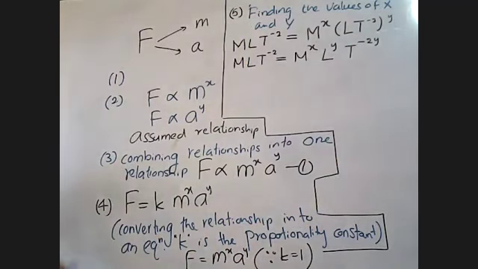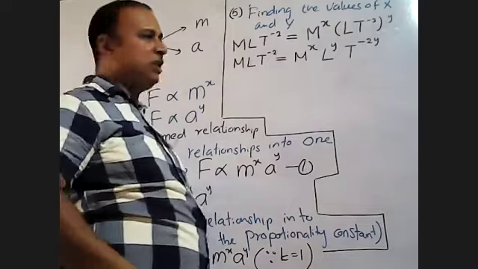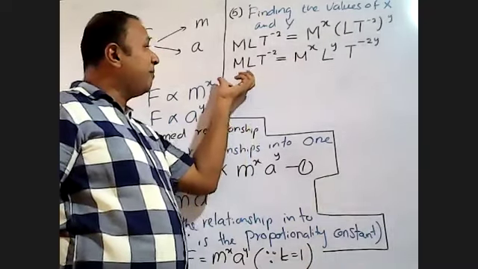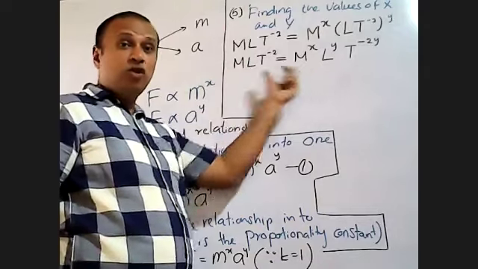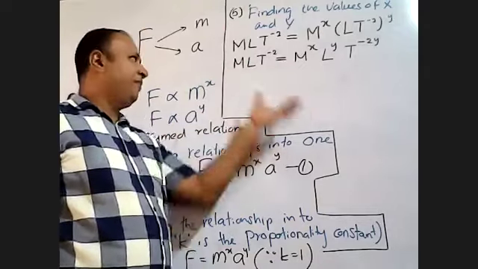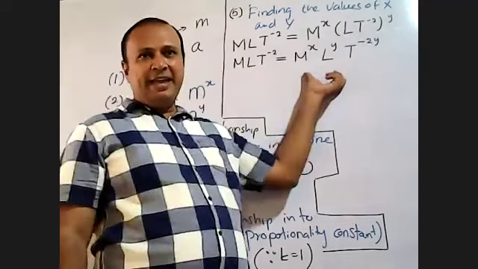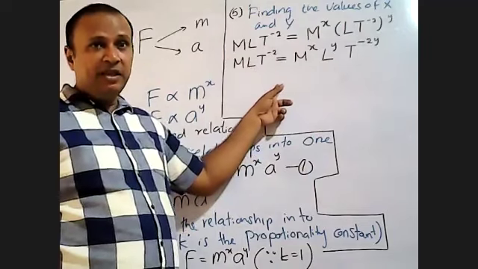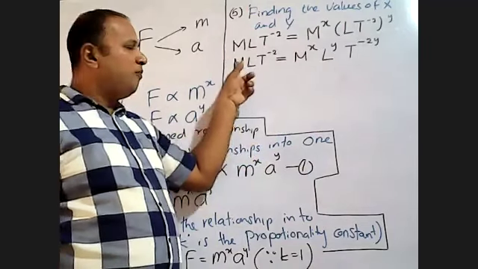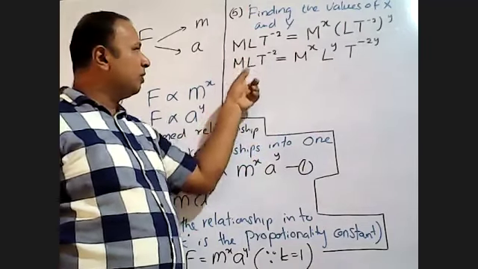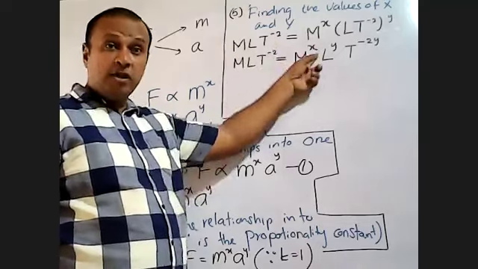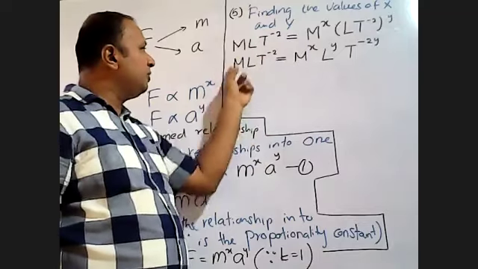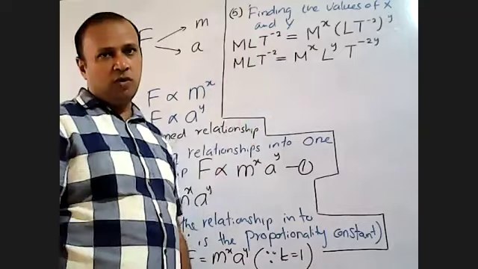Okay. Now you can do the same procedure. There are MLTs on both sides. This is an equation. If this is an equation, both powers relevant to the same base should be equal.